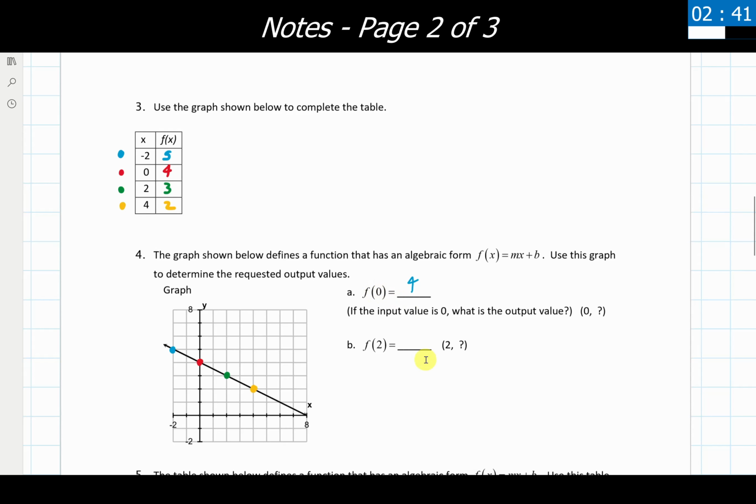And then similarly, f of 2, well, what did we determine that to be? An input value of 2, output value of 3. All right, f of 2 is 3. We can just copy that down from our previous problem here.